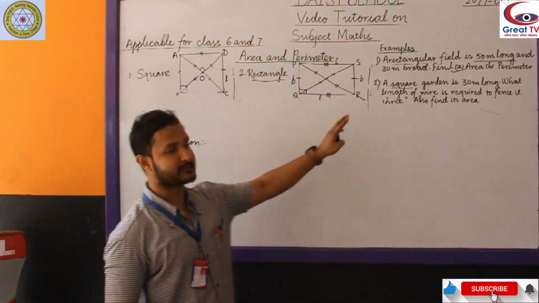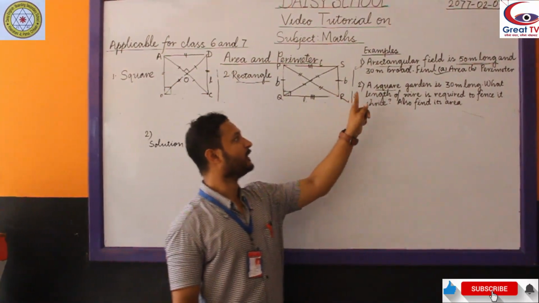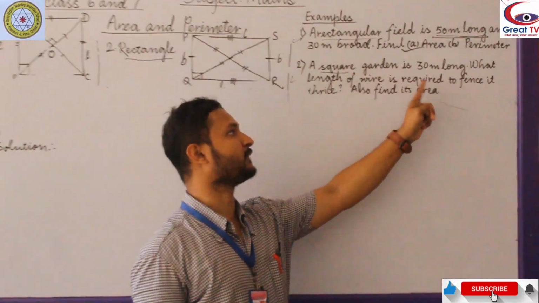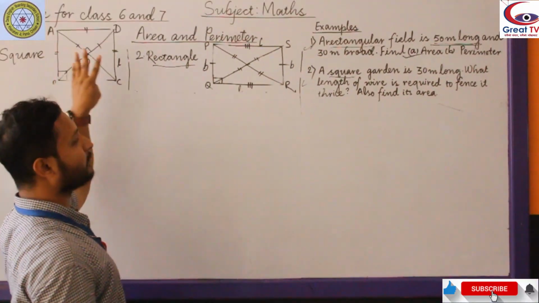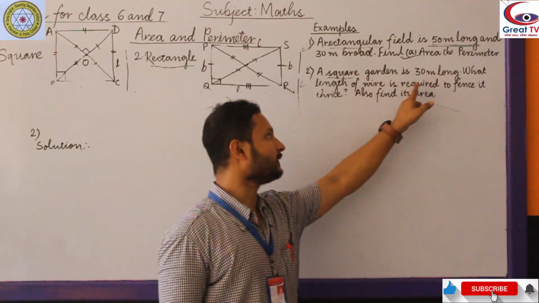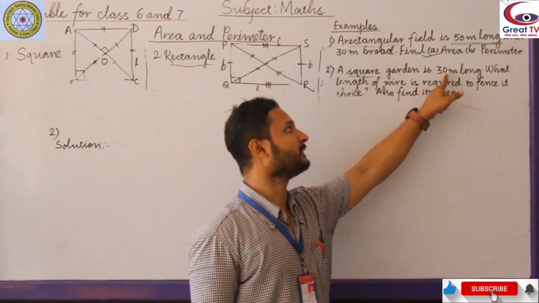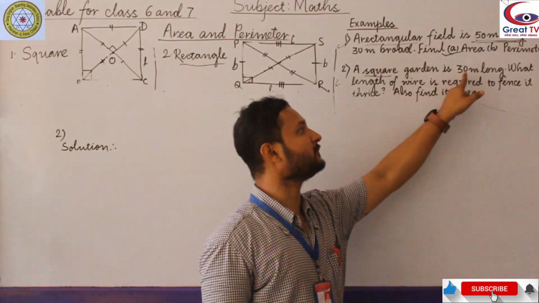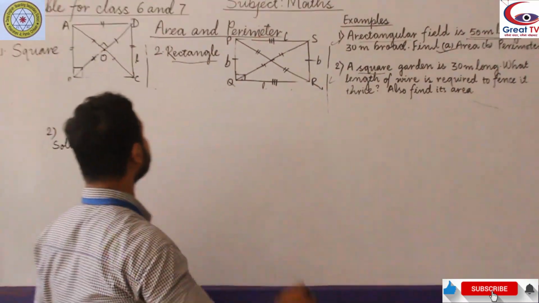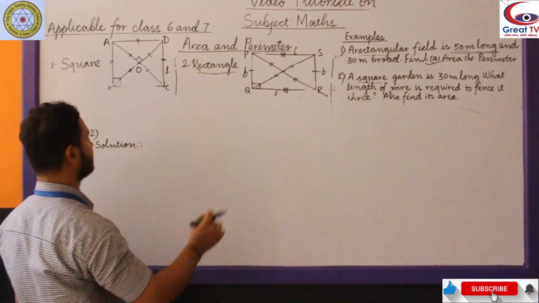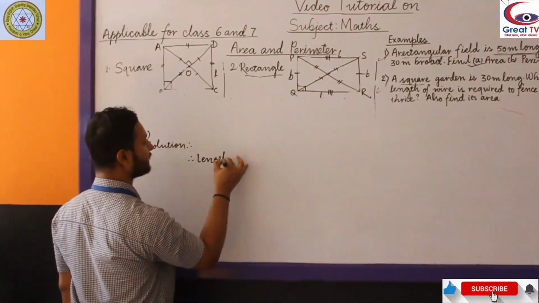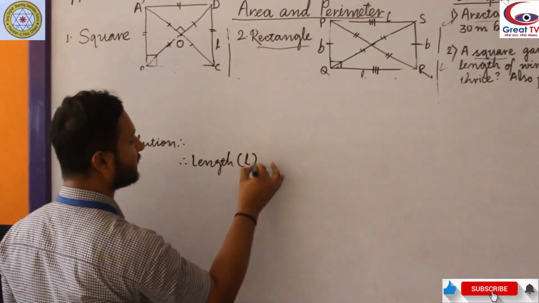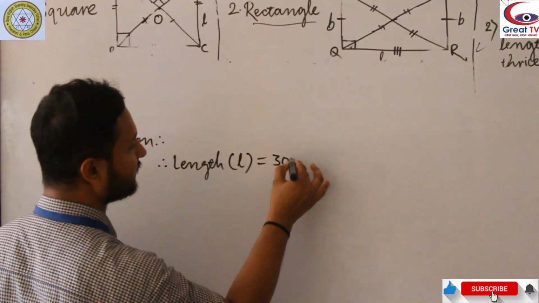So let's read the question once again. A square garden is 30 meter long. In a square, all sides are equal, so all side is 30 meter. Okay? Each of the sides is 30 meters. So length is 30 meter.